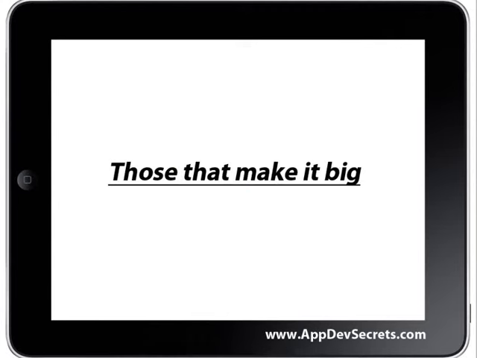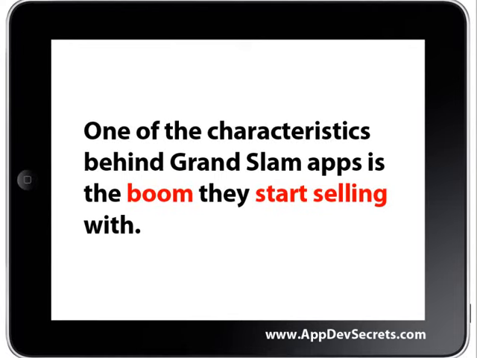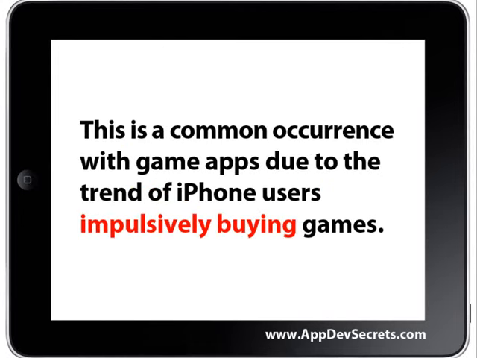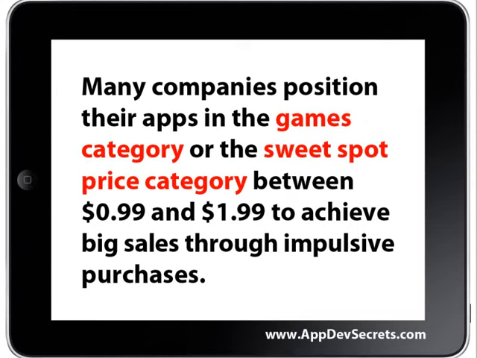Those that make it big. One of the characteristics behind Grand Slam apps is the boom they start selling with. This is a common occurrence with game apps due to the trend of iPhone users impulsively buying games. Many companies position their apps in the games category or the sweet spot price category between 99 cents and $1.99 to achieve big sales through impulsive purchases.